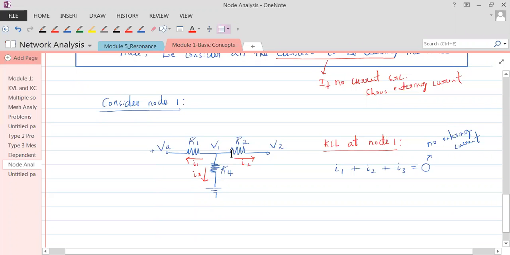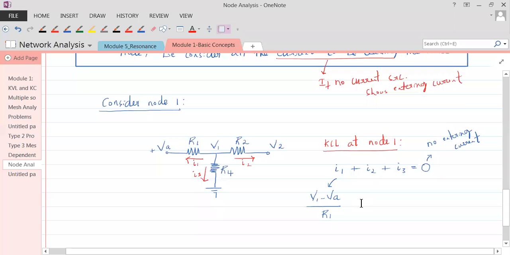And I write my I1 as V1 minus VA by R1. V by R is the current, isn't it? Here V is V1 minus VA, divided by R. It is the voltage drop across R1, which is V1 minus VA. Why not VA minus V1? Because I'm not applying KCL at node A. I'm applying it at node 1. That's why I consider V1 as the positive one.